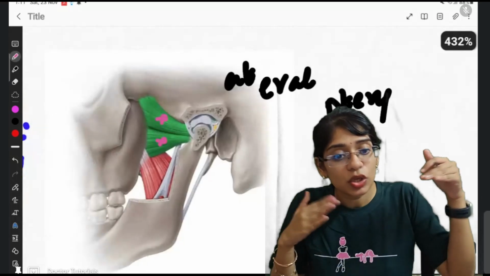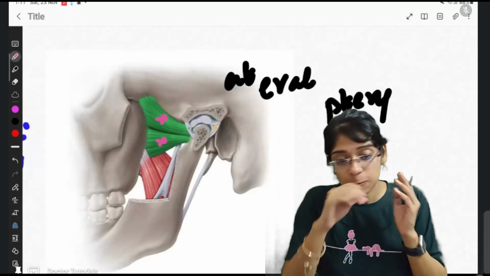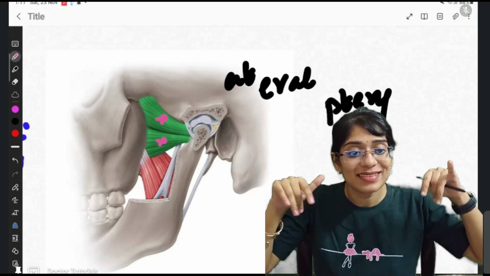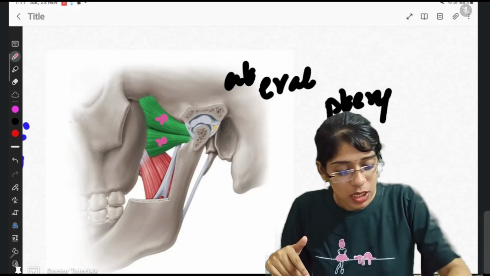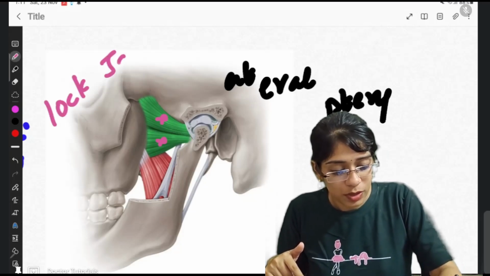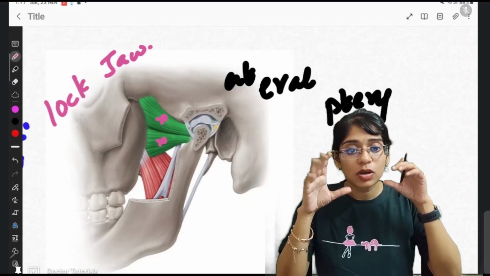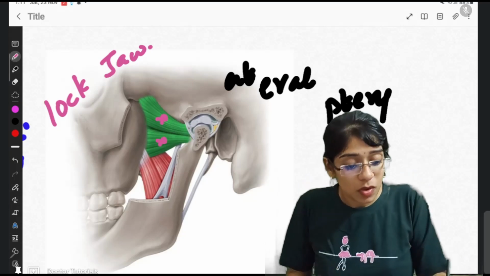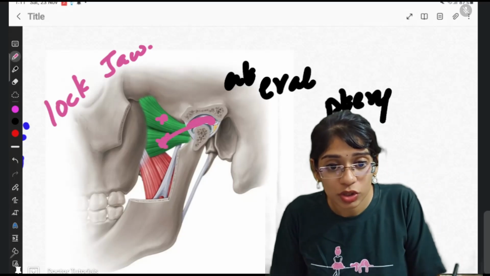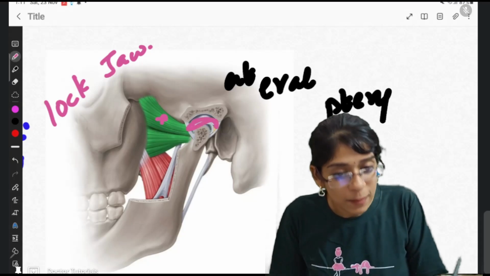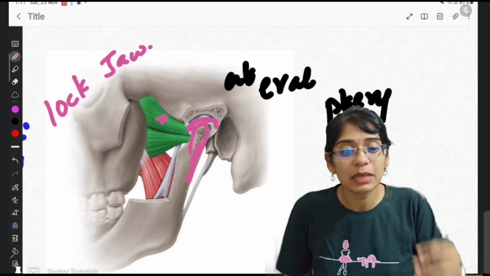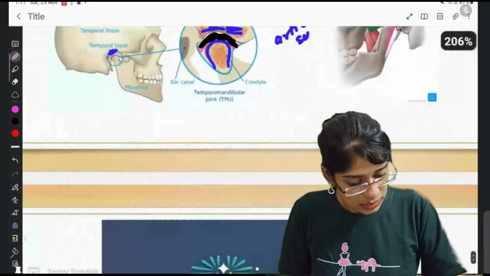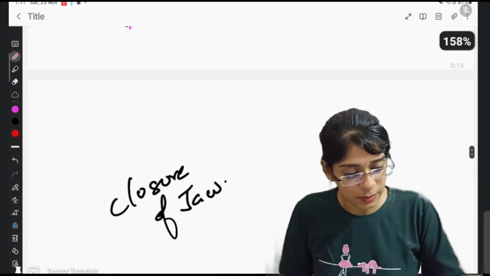So when this articular disc gets dislodged, what happens? The movement of the jaw can get compromised, and this results in something called lock jaw. Understood? The patient will not be able to completely open or close the jaw. It gets stuck like this because this part has got dislodged. Only if this part is normal can this movement of the mandible take place well. Okay, now let's go back to the question.